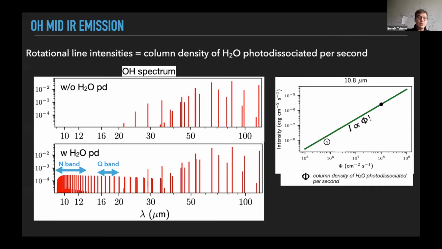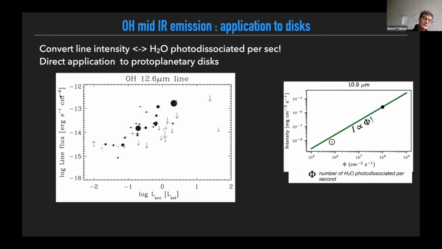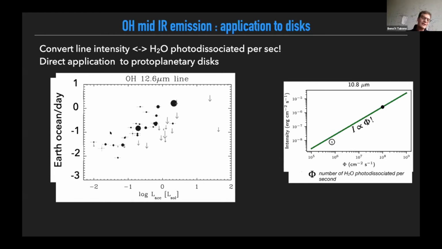It's very simple, and you can apply this to protoplanetary disks. You can see here the line flux for a large sample of protoplanetary disks, ordered as a function of accretion luminosity. So you can directly convert this line flux into an amount of water photodissociated per unit time. This is what I did here, expressed in Earth oceans per day. And you can see that basically in T Tauri disks, about 1 Earth ocean is photodissociated per day, which is a huge quantity. And it's a very direct measurement.